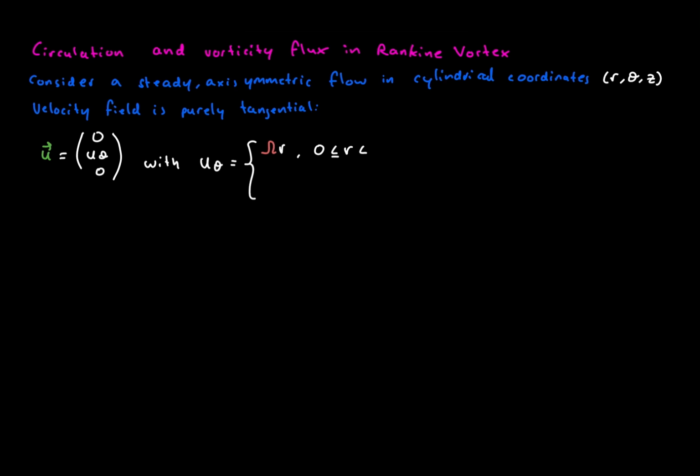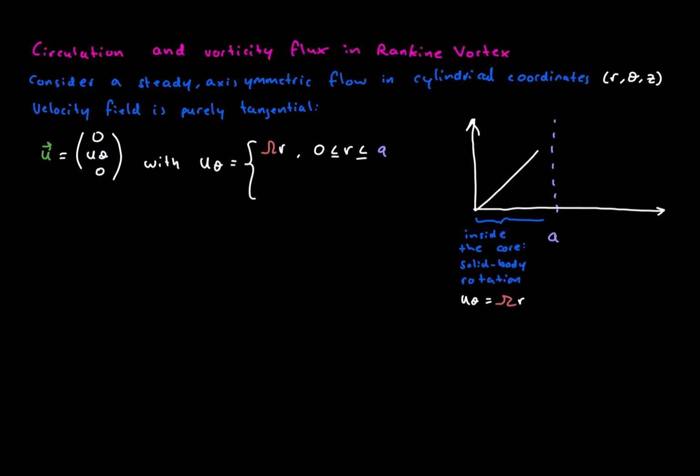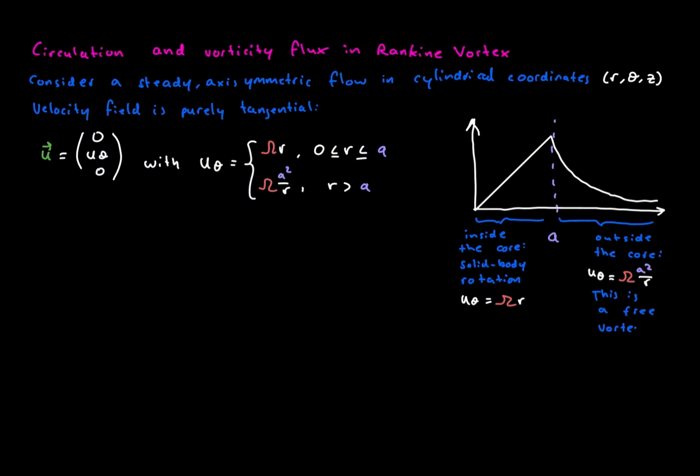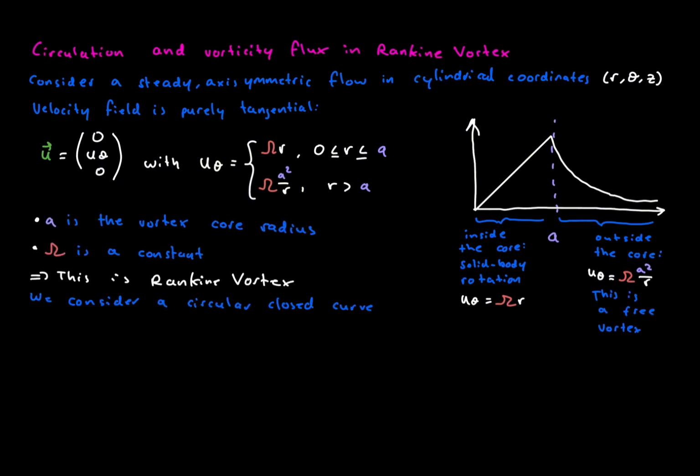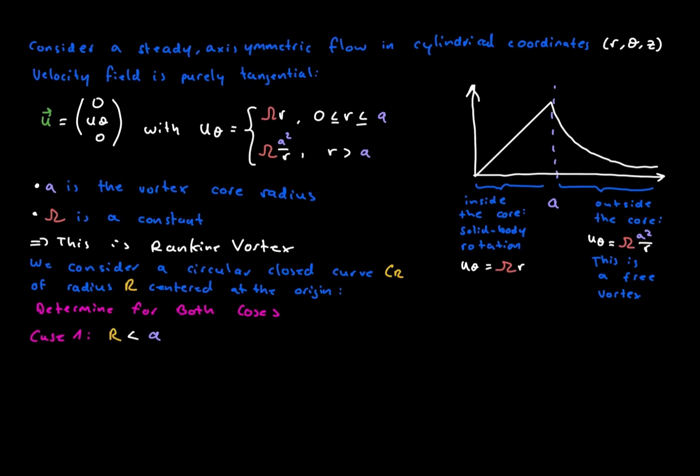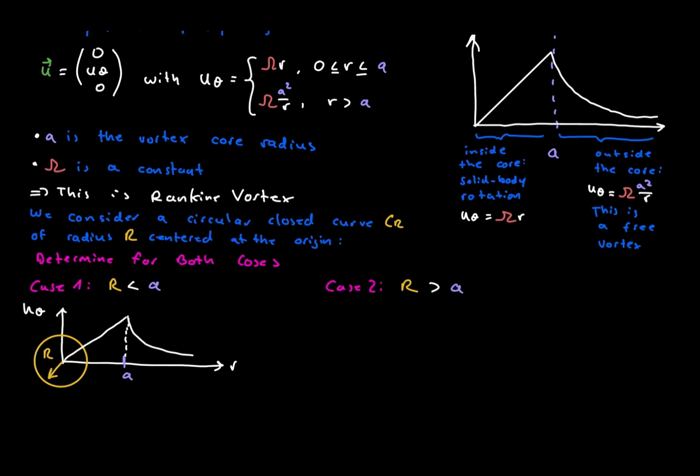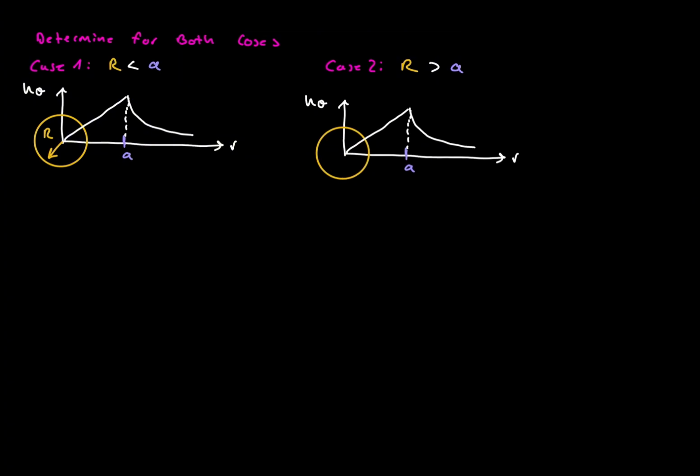The tangential velocity is defined piecewise. Inside a circular core of radius a, the velocity is u theta equals omega times r. Outside the core, the velocity is u theta equals omega times a squared divided by r. This flow is called a Rankine vortex. Inside the core, the fluid rotates like a solid body. Outside the core, the flow behaves like a free vortex.